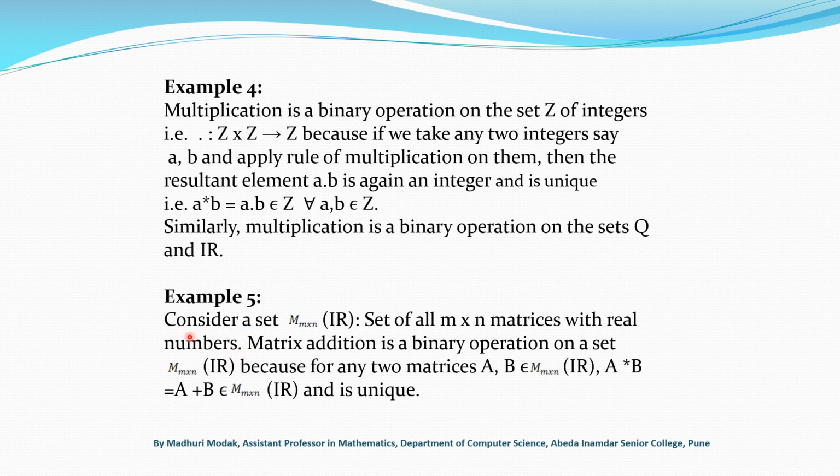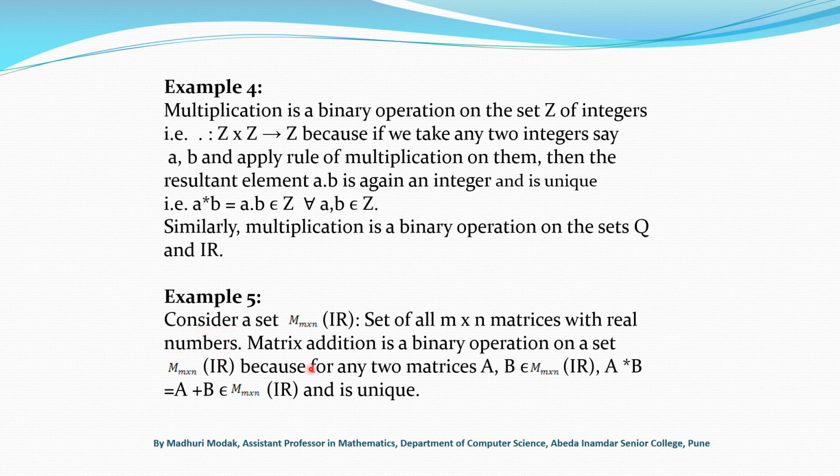Now next consider the set M by N R. This is the set of all M by N matrices with real entries. What is a matrix? A matrix is nothing but the arrangement of numbers in rows and columns. M by N matrices means there are M rows and N columns, and all the entries of the matrices are real numbers. So that is the set M by N R.